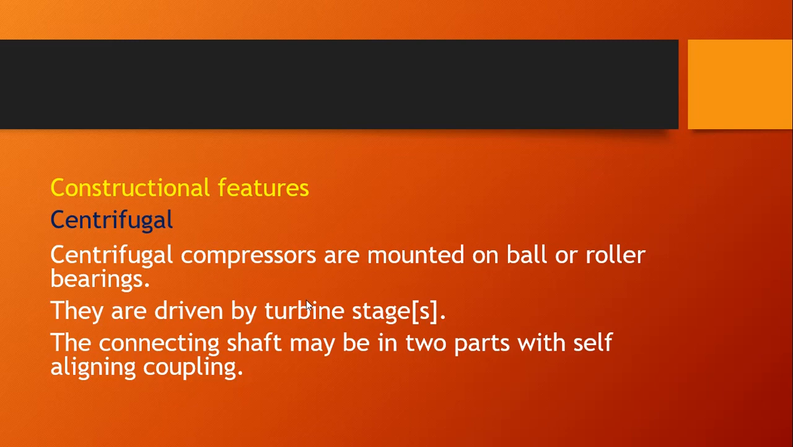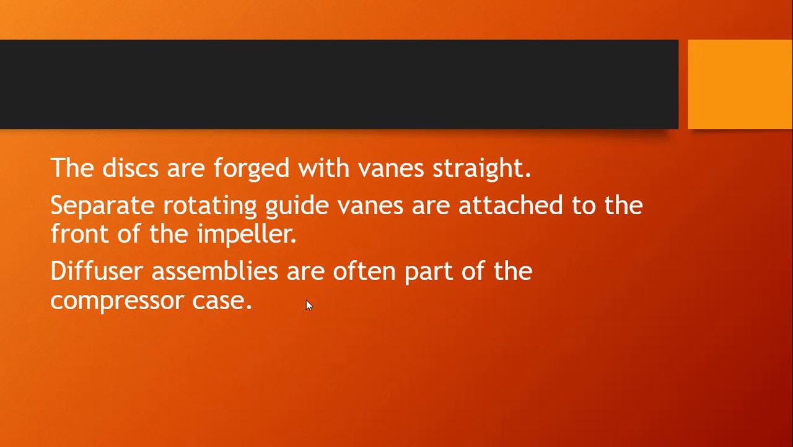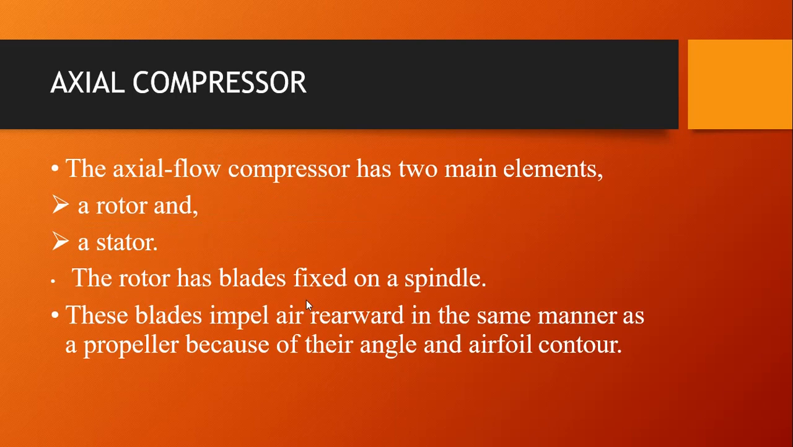Construction features: the centrifugal compressors are mounted on ball or roller bearings. They are driven by turbine stages. The connecting shaft may be in two parts with a self-aligning coupling. The discs are forged with straight vanes. Separate rotating guide vanes are attached to the front of the impeller. The diffuser assemblies are often part of the compressor case.